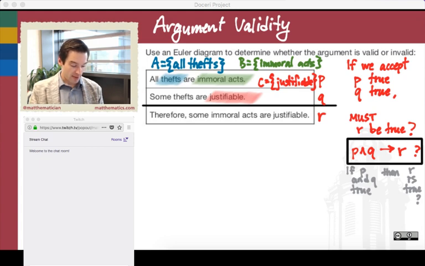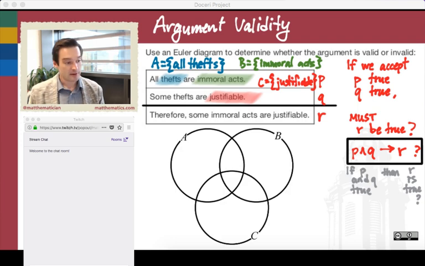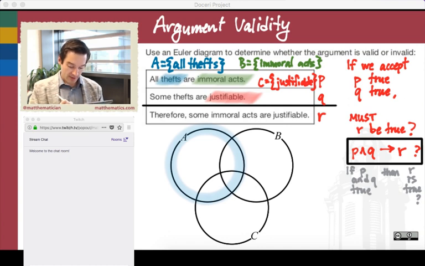All right, so let me get my three-set Venn diagram template onto the page. Here in the set on the left, the set A, we're going to have our set of all thefts. So let me shade that blue. So there's my set of all thefts. B, the set of all immoral acts. And C, the set of all justifiable acts. Shade that with some red. Here they are. So here's my three sets.